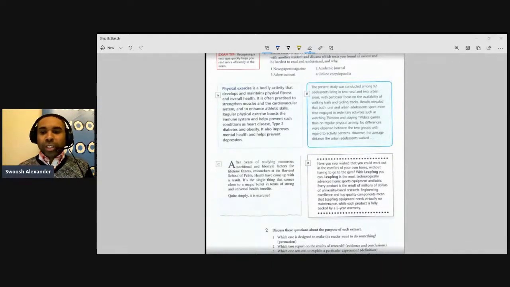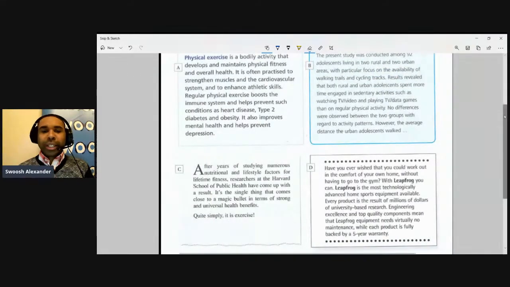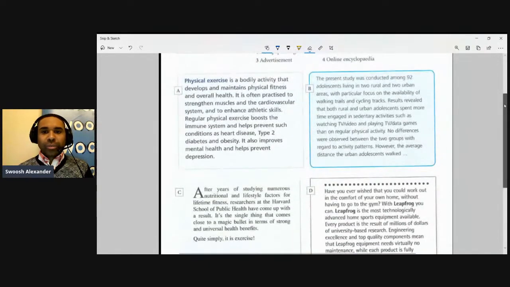Okay. So as I said, let me know what you think in the chat box in terms of where these texts would be found. If you've completed this task before coming into the class today, then obviously you'll be in a better position to answer the questions.